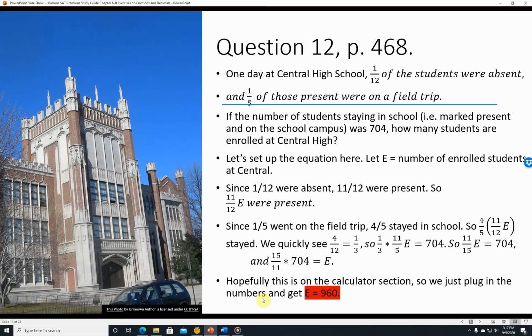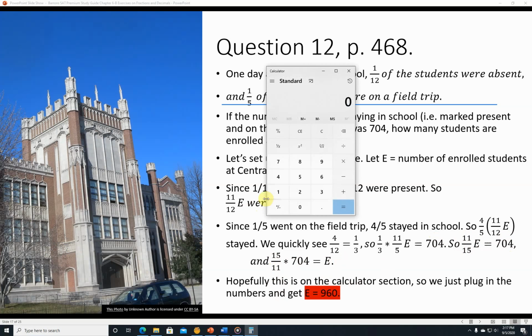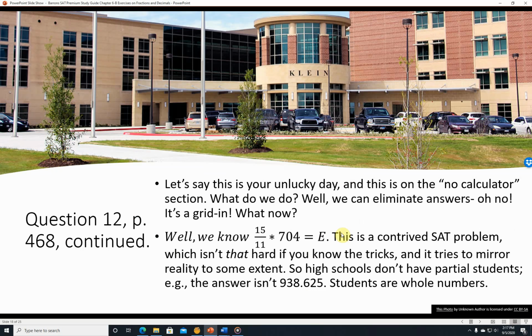Hopefully this is on the calculator section, so you can just plug in the numbers with the calculator and get something like this. You get 15/11, you multiply that times 704, and voila, you get 960, and you're done. Okay, but let's say they do something really fiendish. It's your unlucky day, and this is on the no calculator section.